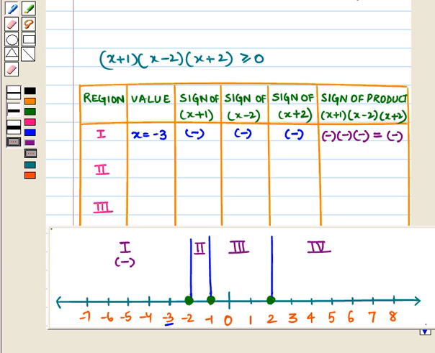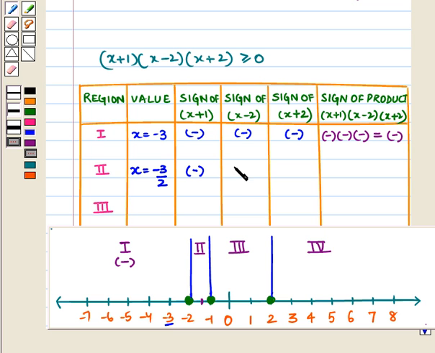The next region is open interval -2 to -1. Let us choose x equal to -3 by 2 in this region. So put x equal to -3 by 2 in x plus 1 into x minus 2 into x plus 2 and check its sign. Sign of x plus 1 is negative when we put x equal to -3 by 2 in the factor x plus 1.